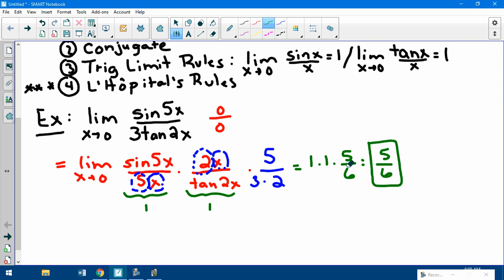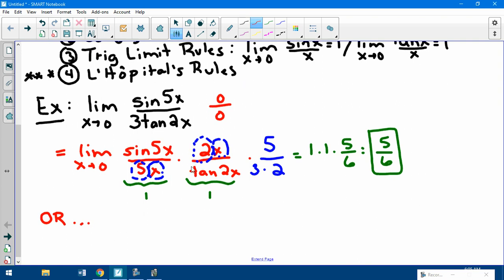Okay, that was our old way to do it. The new way is, since it's 0 over 0, it's indeterminate, you're allowed to do L'Hopital's rule. So L'Hopital's rule would just say this is equal to the limit as x goes to 0 of the derivative of the top. Derivative of sine of stuff is cosine of stuff times the derivative of stuff, so times 5, all over the derivative of the bottom. This 3 is just a constant, so that stays there.